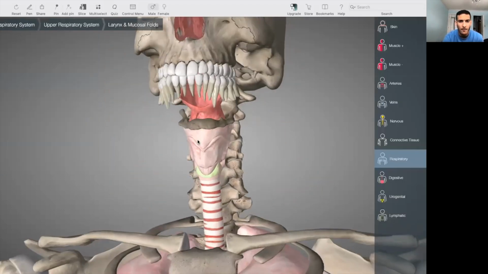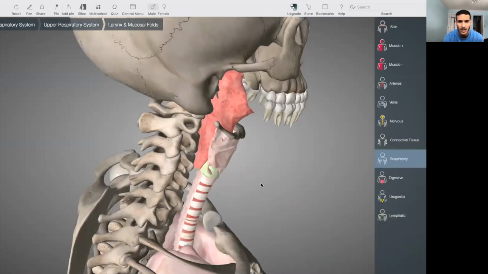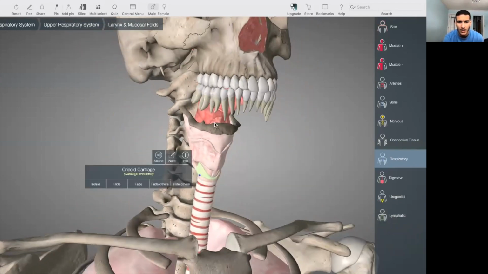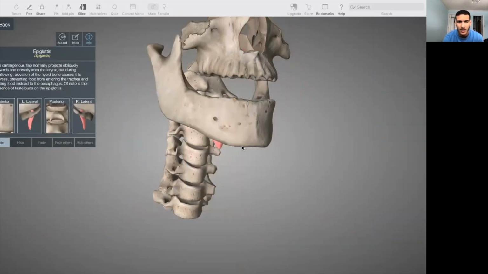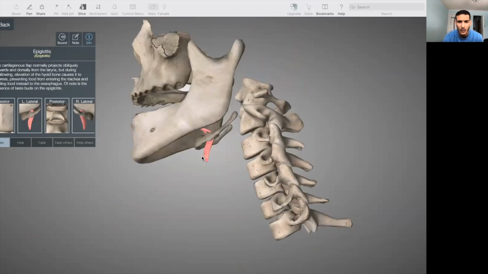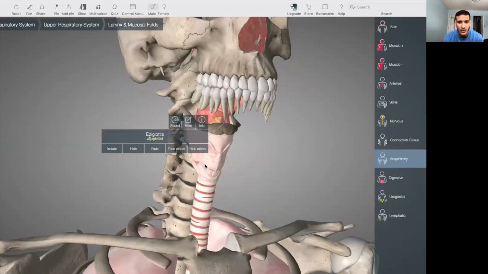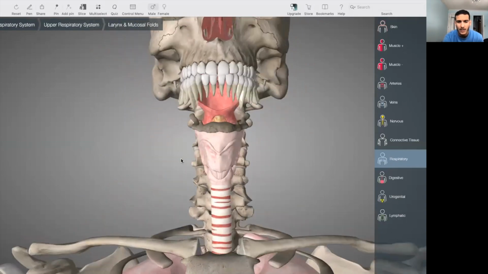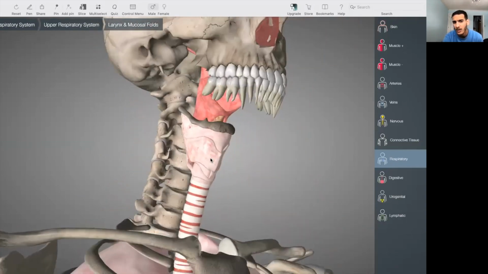Then I would maybe want to isolate the epiglottis. It looks like that. Okay. You would find here anteriorly the thyroid cartilage, it attaches to it. Yeah, so this is the larynx, and we were going to dive into it.